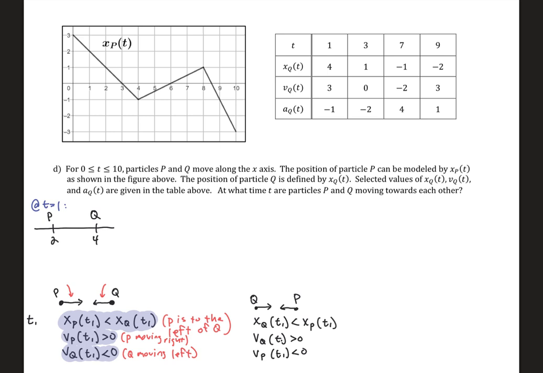Okay, and then let's see, this is all at t equals 1. Since the graph of position is decreasing, that means velocity is negative. So that means this particle here, P, is moving to the left. And then Q, at t equals 1, the velocity is positive 3. So that means this particle is moving to the right. So they're not moving towards each other, they're moving away from each other. Okay, so that's fine. So we'll test the next t value.